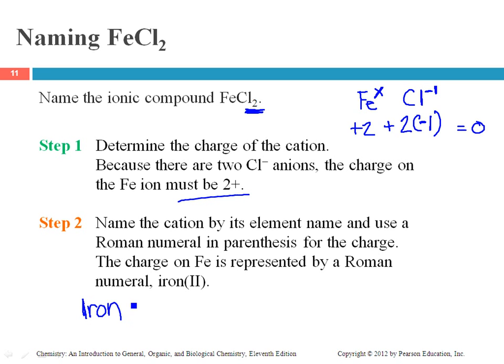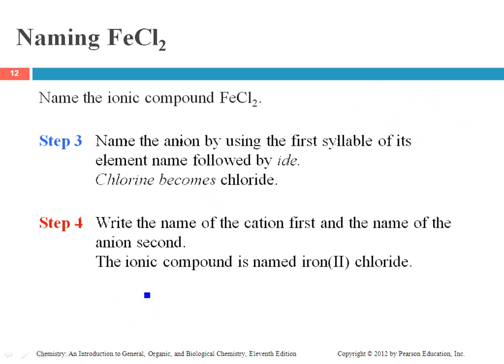Oxidation state is another term for ionic charge. We're going to put this charge. Remember, this doesn't indicate the number of atoms. It indicates the charge, the ionic charge. We're going to put it in Roman numerals in parentheses right after the name of the metal. And then you just name the nonmetal. So chlorine becomes chloride, just like we've done before. And then we put it together. So the iron 2, representing the ionic charge of the iron chloride.